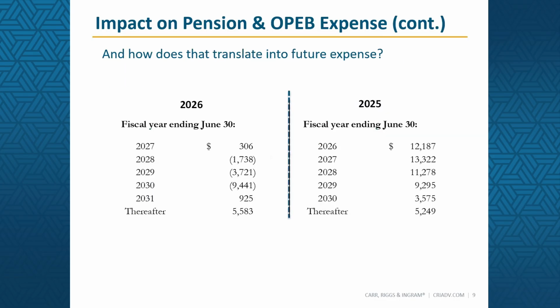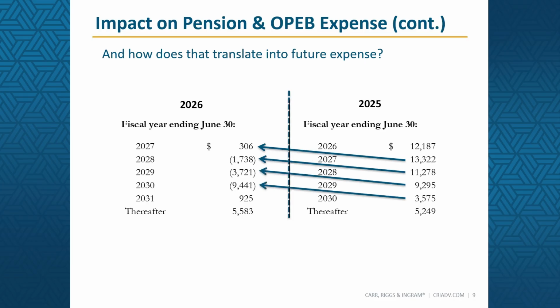Indeed, when we compare the 2024 disclosure of how the deferrals will be reported in future pension expense with the 2025 disclosure, the amounts are noticeably changed. The 2024 disclosure reports that the accumulated deferrals will add $13.3 million to pension expense in 2027. The 2025 disclosure, by contrast, says that just $306,000 will be added to pension expense in 2027. And in the next 3 years, what had been expected additions to pension expense as of 2024 are now deductions from pension expense as of 2025.